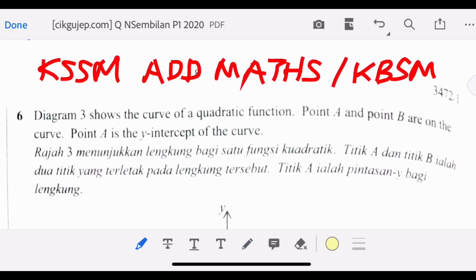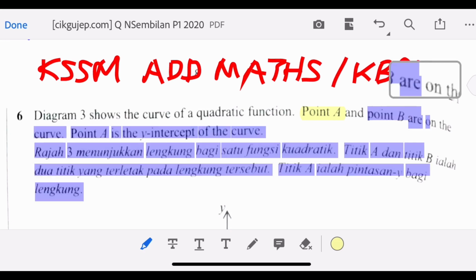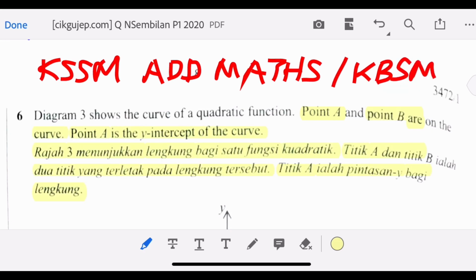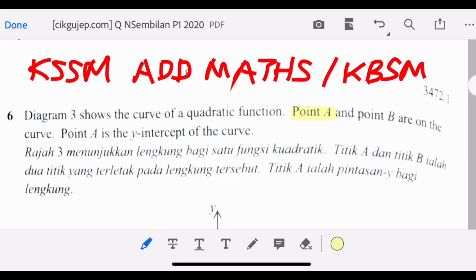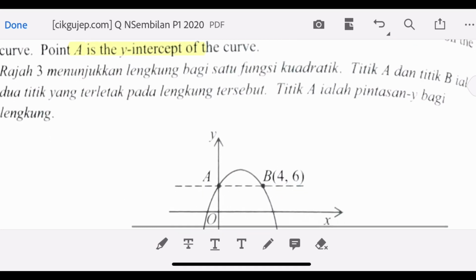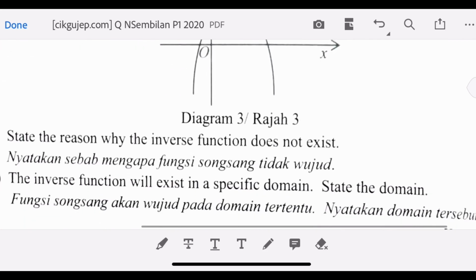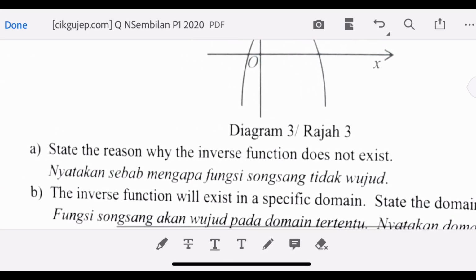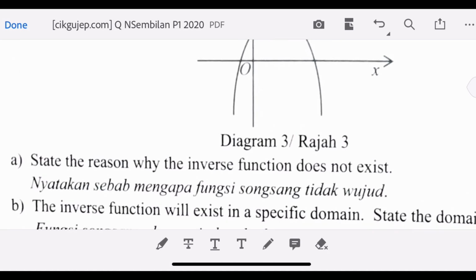So the important keywords you need to highlight, so that you will start from the keywords. Point A and point B are on the curve. These 2 points are on the curve, and then point A is the y-intercept. Whenever you see y-intercept, always remind yourself to let x be 0. So look at the curve. You have point A, and you have point B.